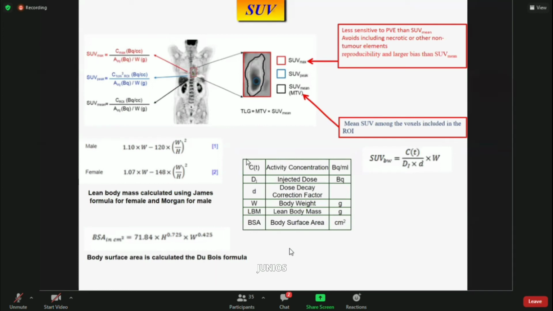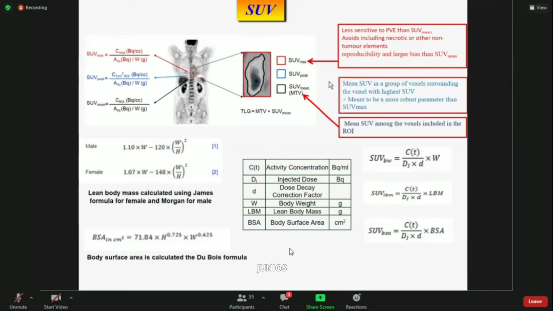There are three types of SUV, that is SUV mean, SUV max, and SUV peak. These are calculated by using different formulas. Normally we use lean body mass instead of body weight, because in lean body mass the adipose tissue is not included. So the SUV plays a very important role to diagnose the disease.